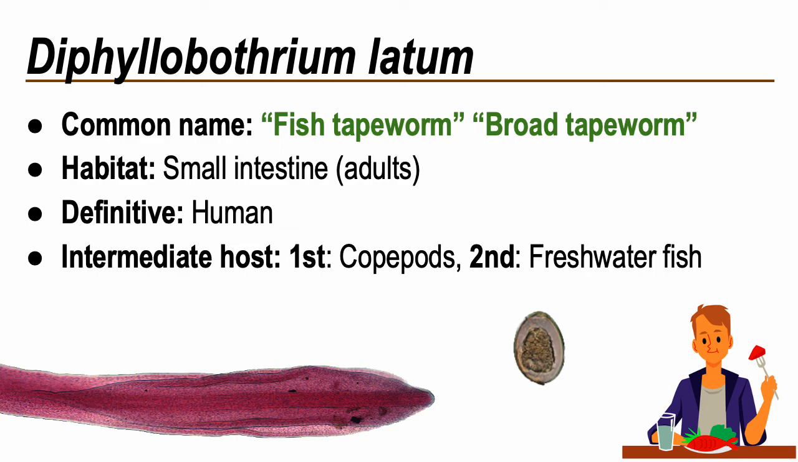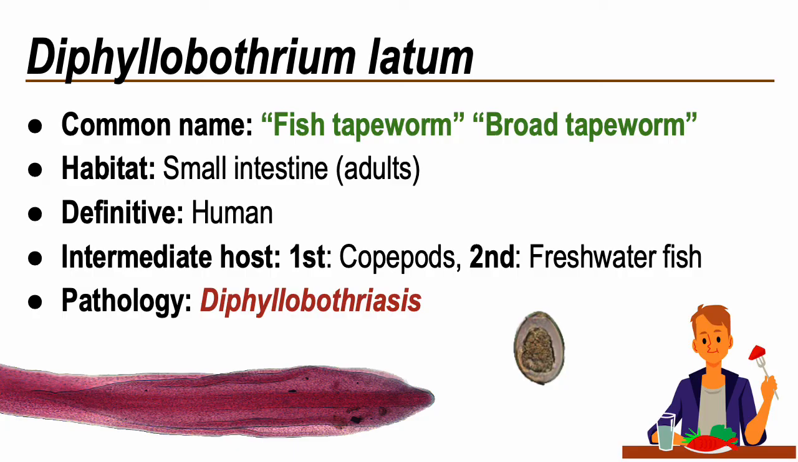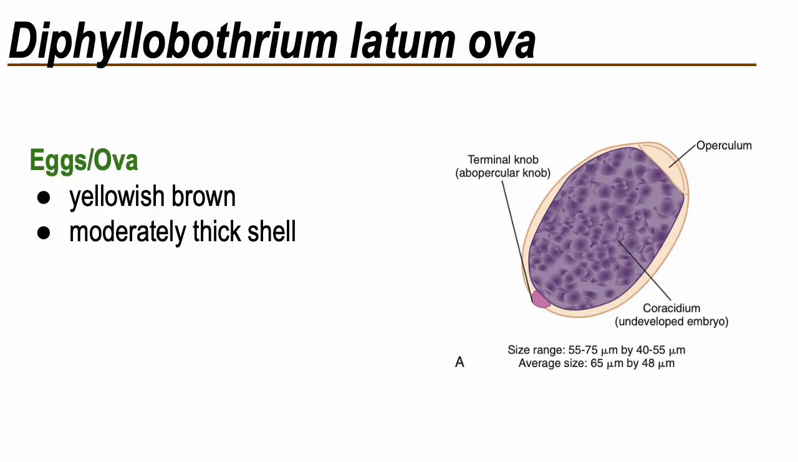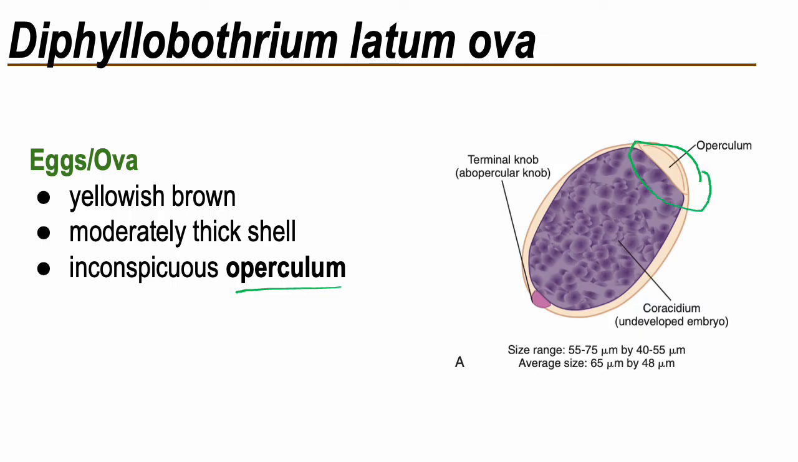So the pathology behind this parasite is what we call diphyllobothriasis, and this refers to the intestinal infection with the adult worm. For the Diphyllobothrium ova, these are yellowish-brown with moderately thick shell. They also have inconspicuous operculum. Again, this is unique to the Pseudophilidae eggs, where there is a presence of a lid-like structure at the anterior portion of the egg. When we say inconspicuous, that means these are not clearly visible.